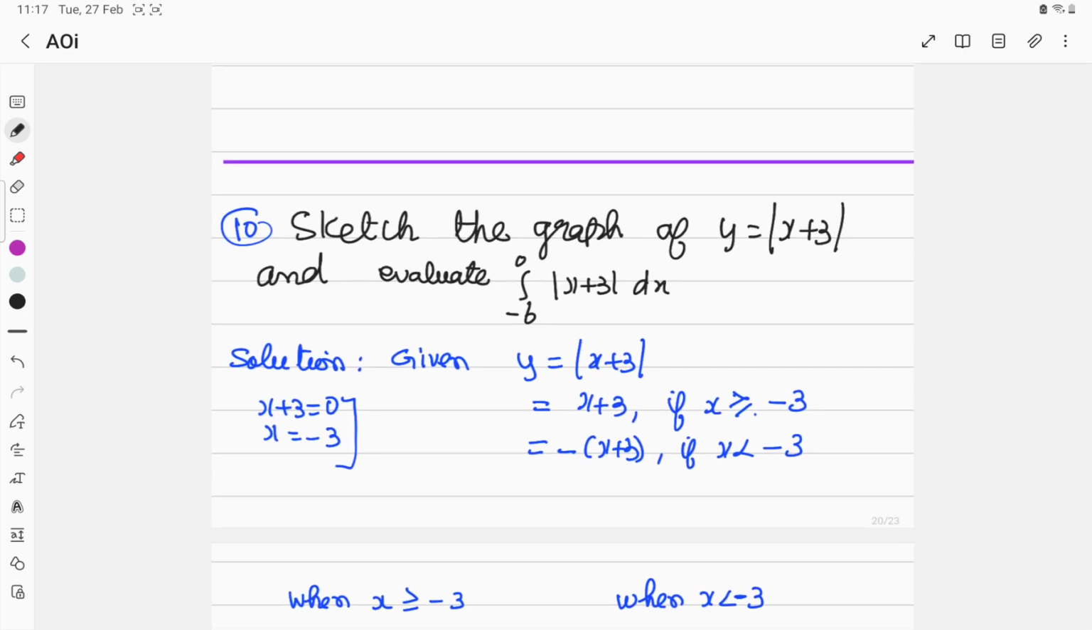Sketch the graph of y is equal to absolute value of x plus 3 and evaluate the integral from minus 6 to 0 of absolute value of x plus 3 dx. Here, key point: given y is equal to absolute value of x plus 3, we write y is equal to x plus 3 if x is greater than or equal to minus 3. Where x plus 3 is 0, x is equal to minus 3. So for x greater than or equal to minus 3, we take x plus 3. If x is less than minus 3, we get y is equal to minus of x plus 3.